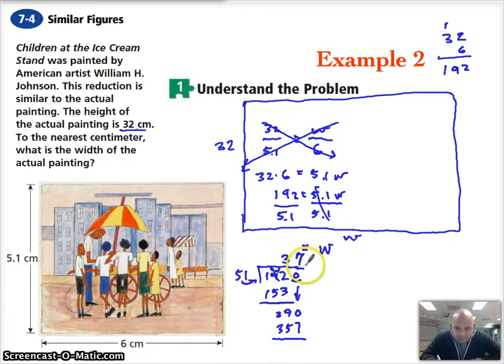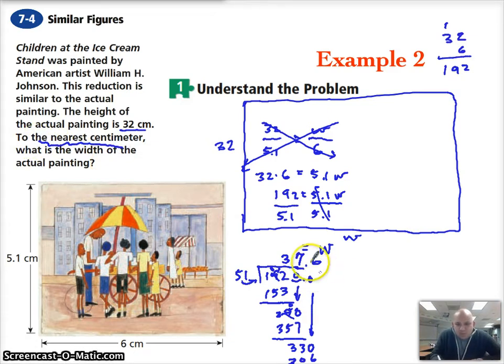What I'm left with here, now I've got to put the decimal down here. What I'm left with is 390 subtract 357. That's a 3. Then 330. How many 51s into 330? I know that's going to be about 6. Now, I don't have to go any further because it says go to the nearest centimeter.